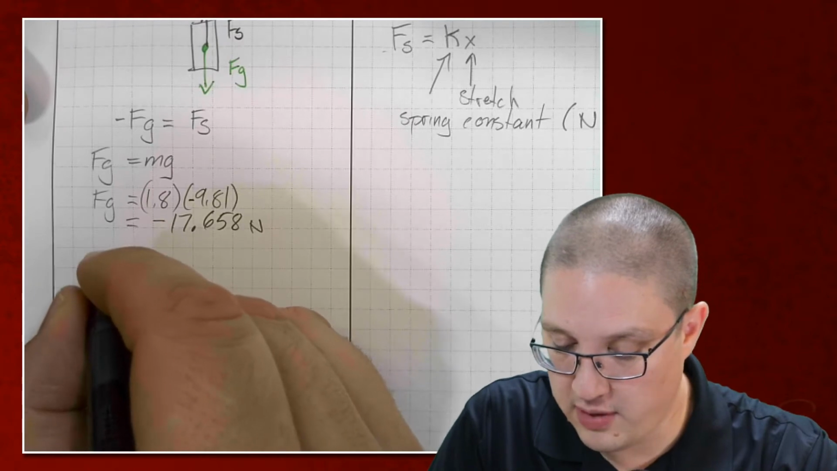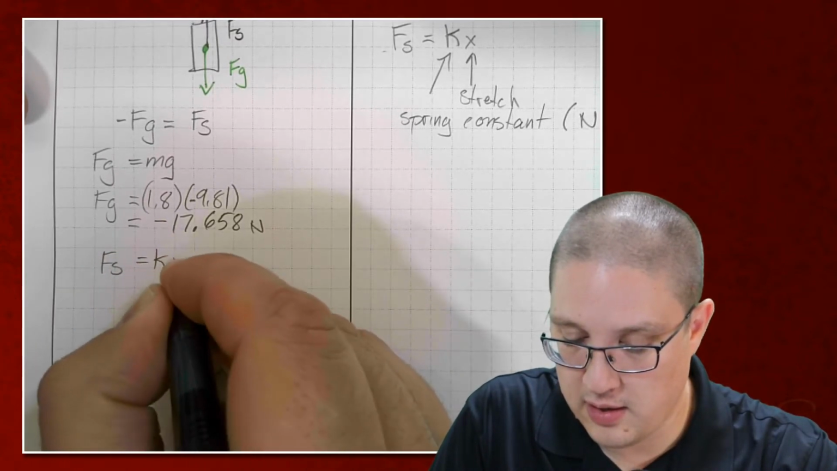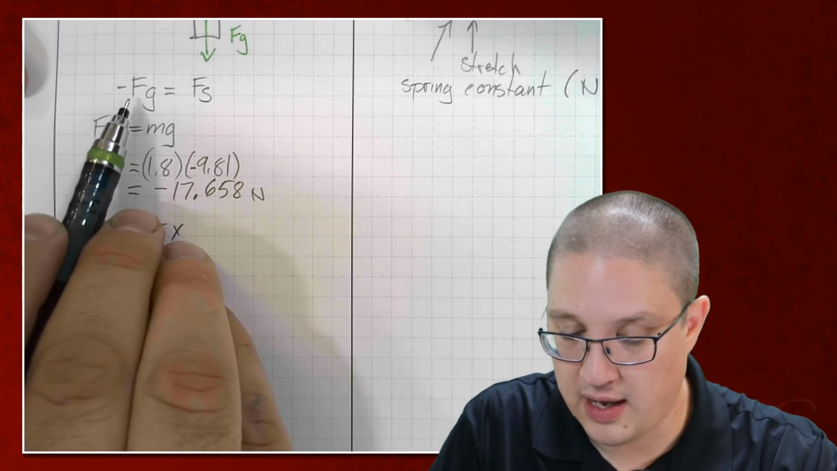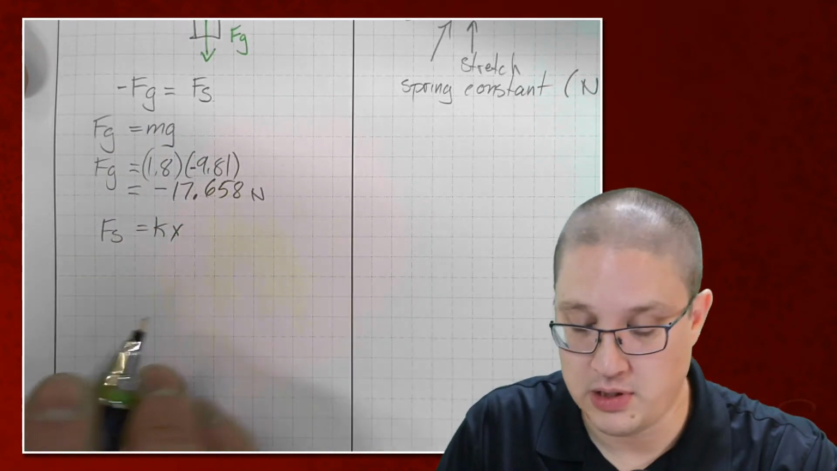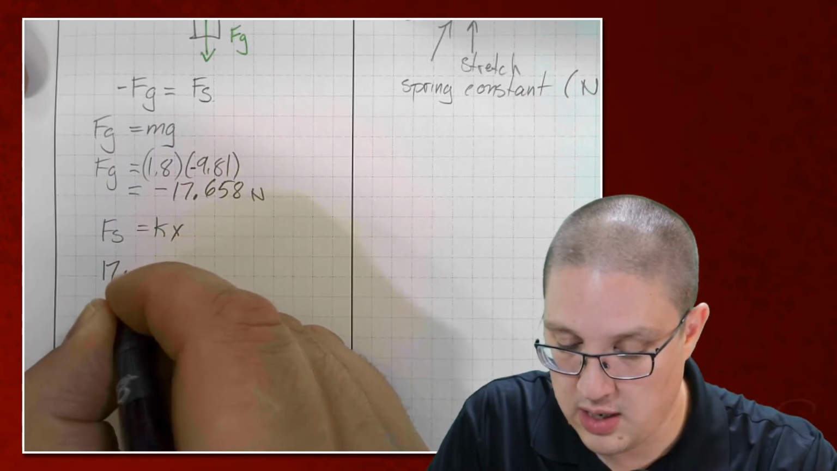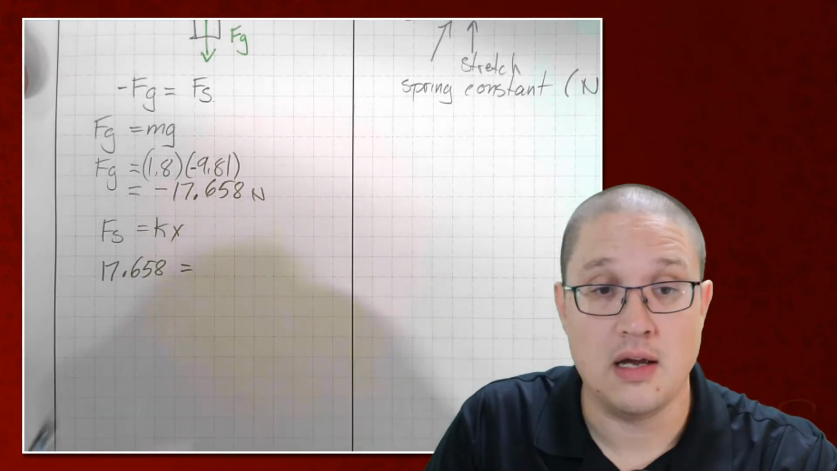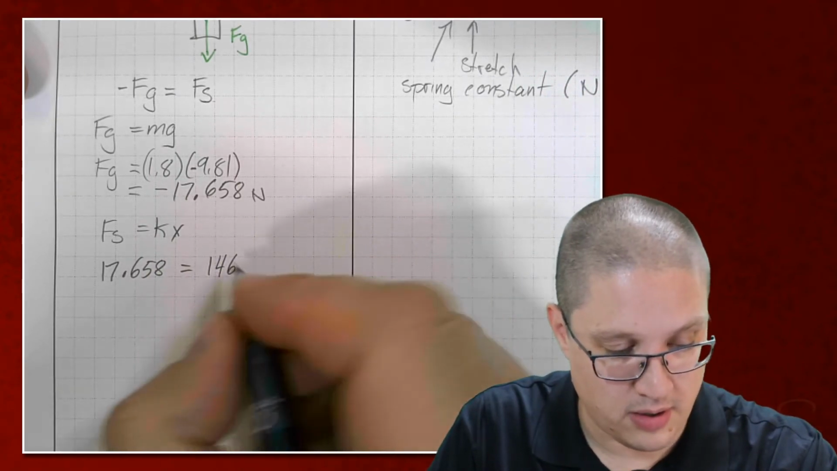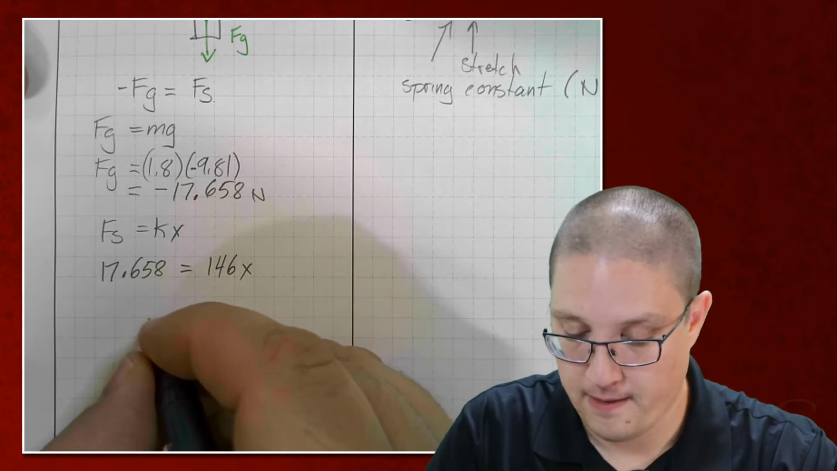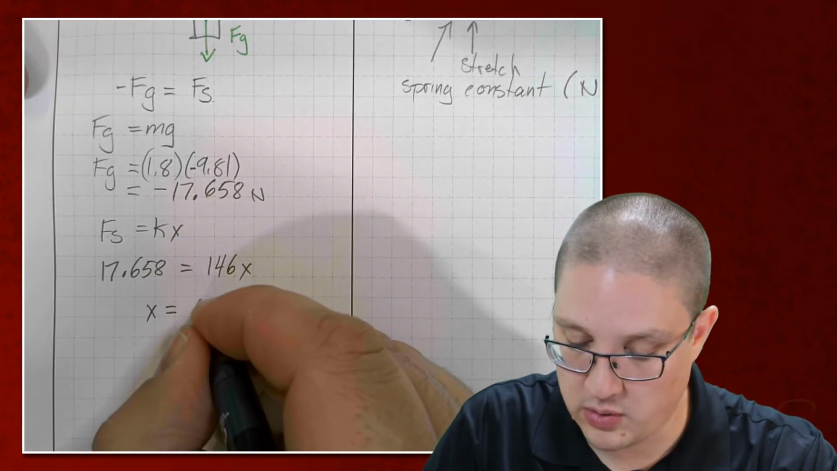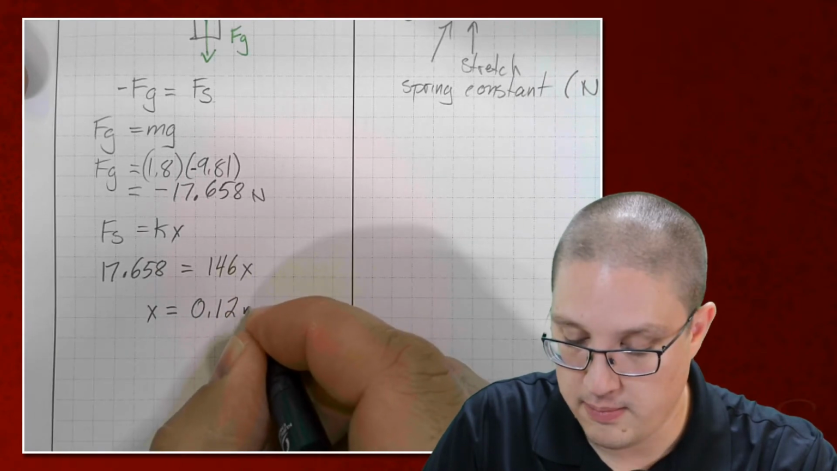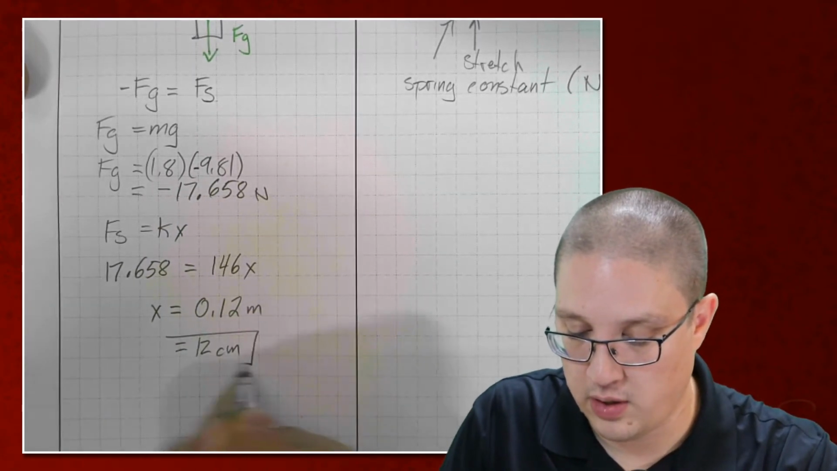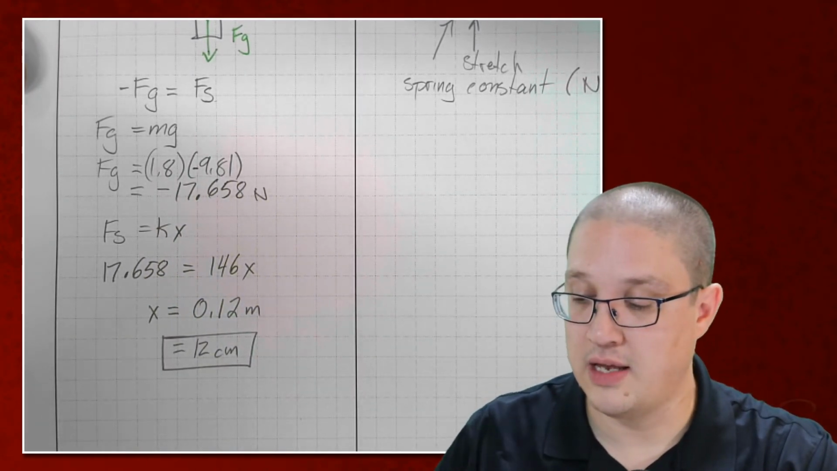Looking at the spring force now, there's my Hooke's law. Using that, I know that these are going to be the same, but with opposite signs. So I can say 17.658 equals my spring constant of 146 newtons per meter times the stretch. In this case, we can do the algebra, and the stretch works out to 0.12 meters or 12 centimeters. So there is the distance that this spring stretches.